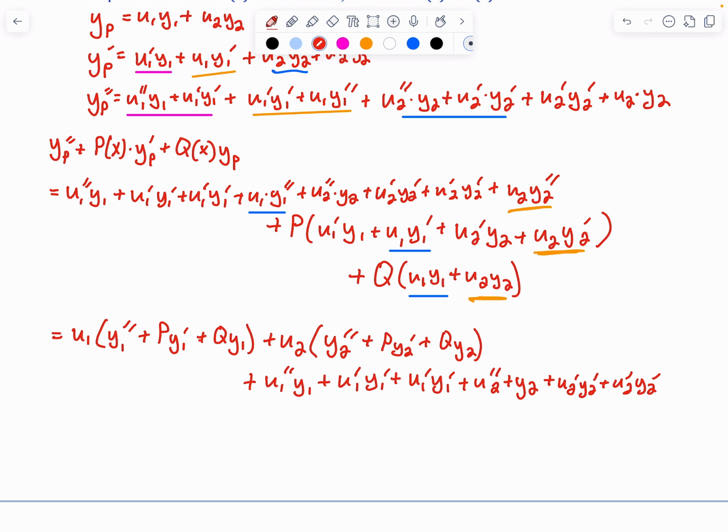And that's still not it. We still have those P terms. We don't have any more Q, we used all of those. So here's the times P that were left: U1 prime Y1 plus U2 prime Y2.